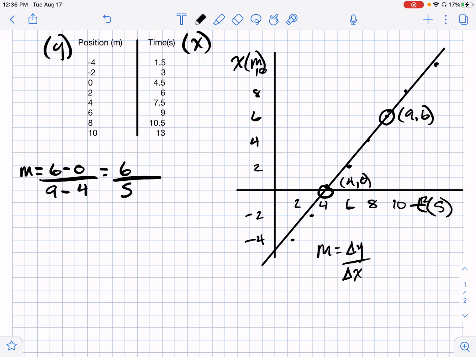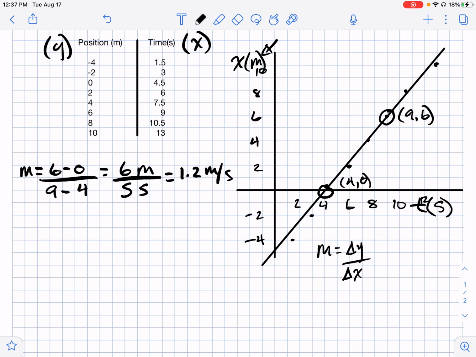Now remember, we're in physics, not math, so we need to include our units when we do this. This 6, that change in y, is measured in meters, so we'll put meters here. And then the 5 seconds, we'll put seconds right there. Then we'll put that in decimal form, and that gives me about 1.2 meters per second. So we have our slope.